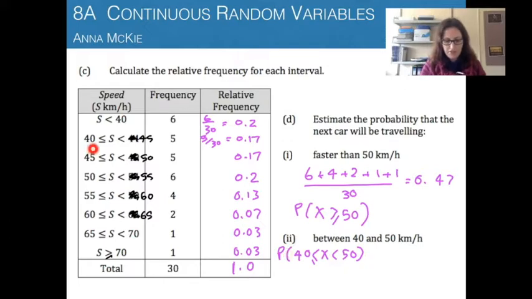So between 40 and 50, so you can see the two rows that we're interested in here. And this time around, I'm going to add up the relative frequencies. So I'm going to add up 0.17 and 0.17 to give me a total probability of 0.34 for the chance of the next car being between 40 and 50 kilometres an hour.